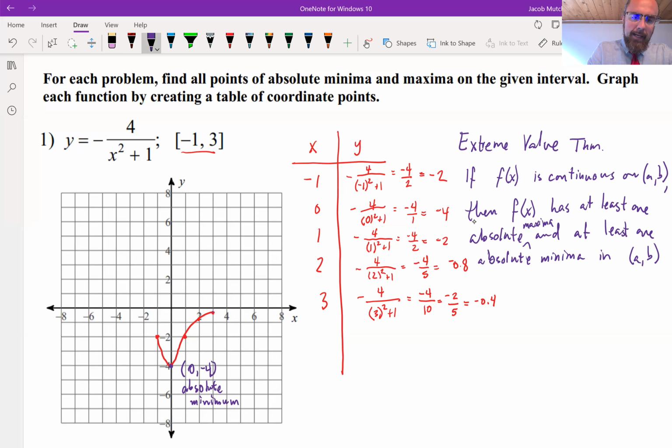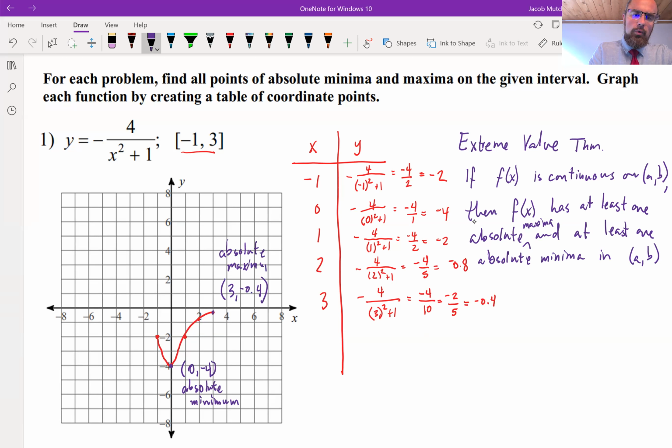Similarly, for the maximum, this endpoint on the right, so that's going to be at x = 3, and as we calculated at -0.4, that is the absolute highest point on the graph. That's our absolute maximum.